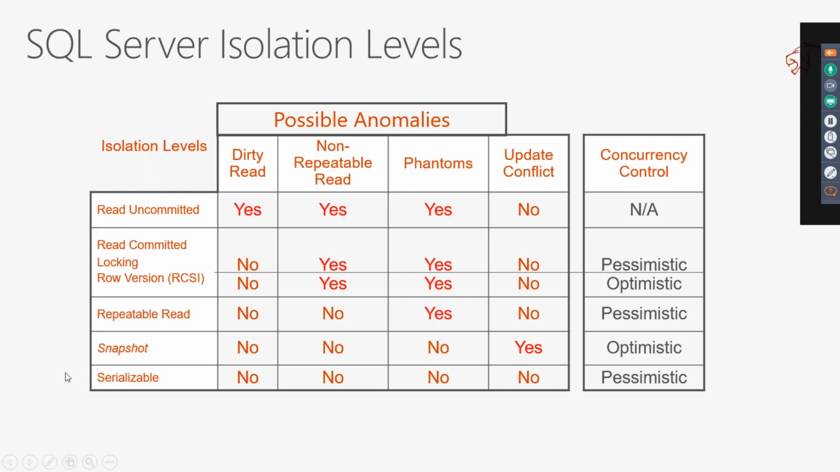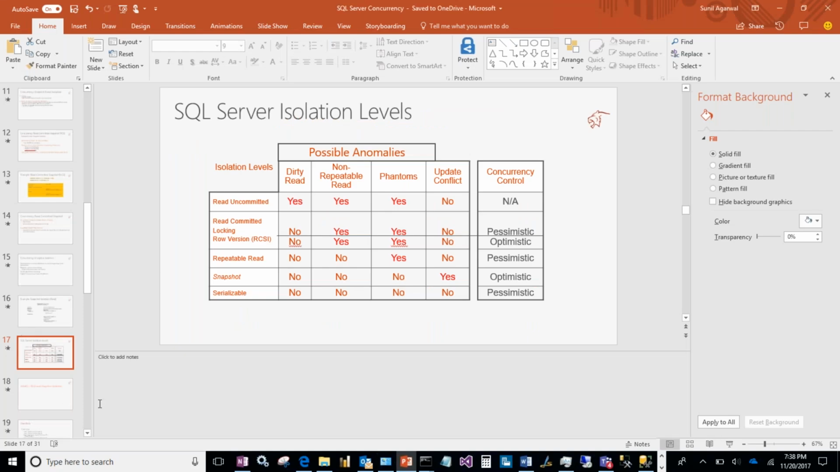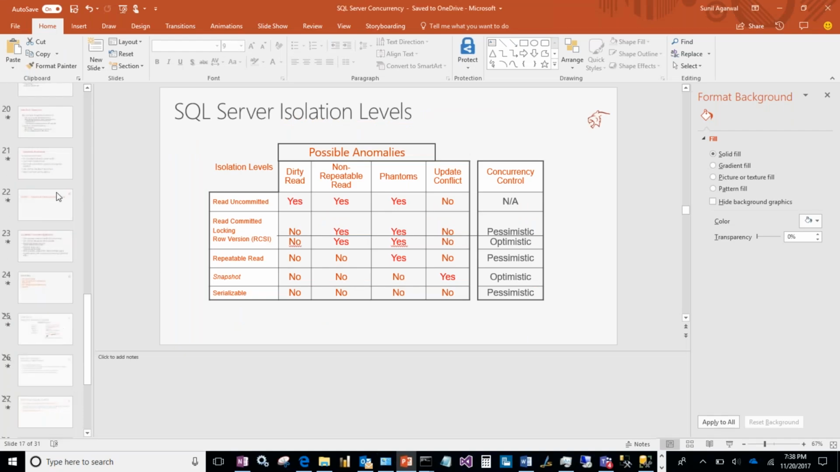The most common isolation level I've seen is read committed snapshot isolation, where you enable row versioning at the database level. That's something we recommend very highly. If you are running into locking and blocking issues, think about enabling that. Okay, with that, I'm going to conclude this presentation.